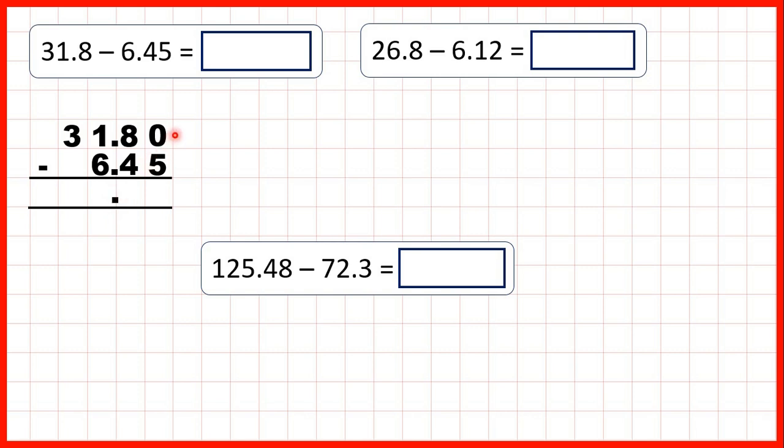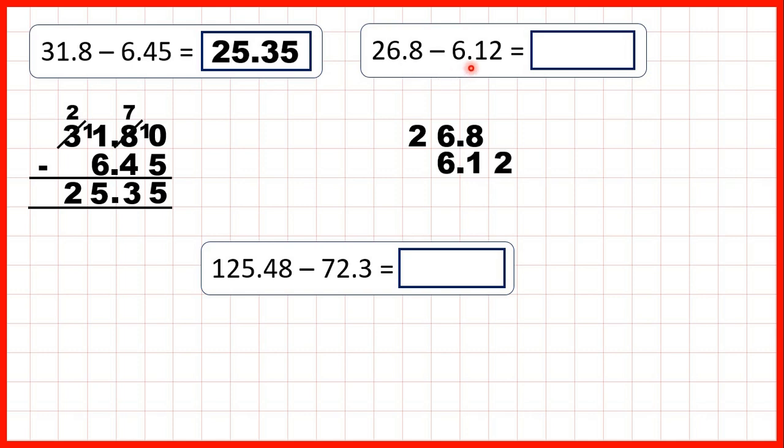Now we can subtract using column subtraction. So 0 minus 5 we can't do, so we go to the left, 1 less, 1 in front, and 10 minus 5 is 5. 7 minus 4 is 3. We can't do 1 minus 6, so we go to the left, 1 less, 1 in front. 11 minus 6 is 5, and 2 minus nothing is 2. That gives us 25.35.